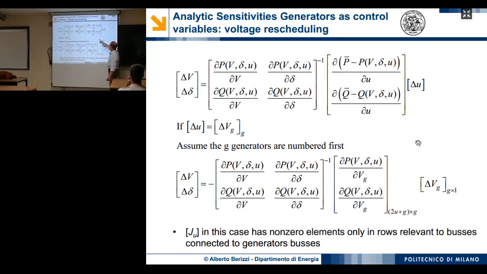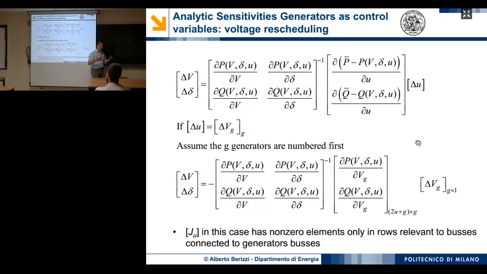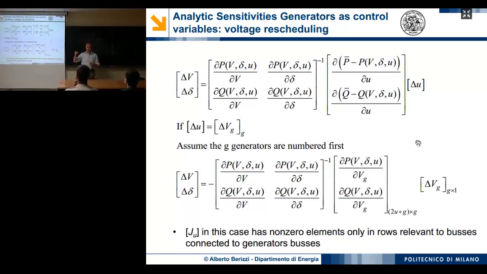You can also use these concepts for voltage rescheduling. What is voltage rescheduling? It means that if you want to solve some problems, typically some reactive problems, by changing the values of voltages at the generator buses, so you have a problem in the network, you want to check if it's possible to solve this problem, for example, by increasing the voltage at a specific bus of your network. You can compute the sensitivities of your state variables with respect to the voltages at the generator buses.